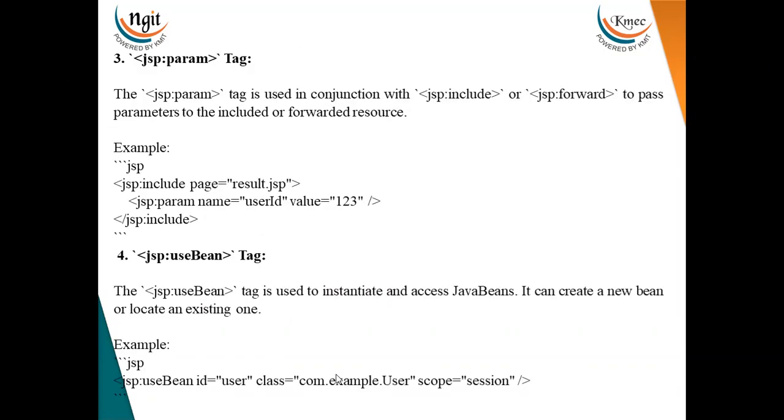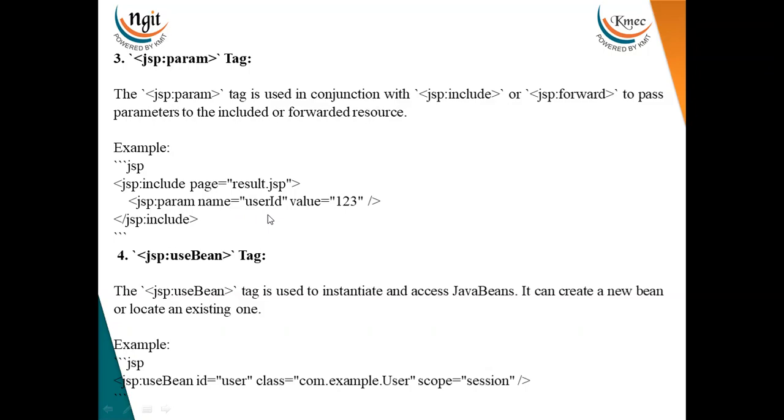The JSP param tag is used in conjunction with include or forward to pass parameters to the forwarded or included resource. The parameters that are being forwarded to the next resource are to be given here. So here is an example of how the param tag is used. Here it is including result.jsp, so it is carrying these parameters, like name, value, and so on.